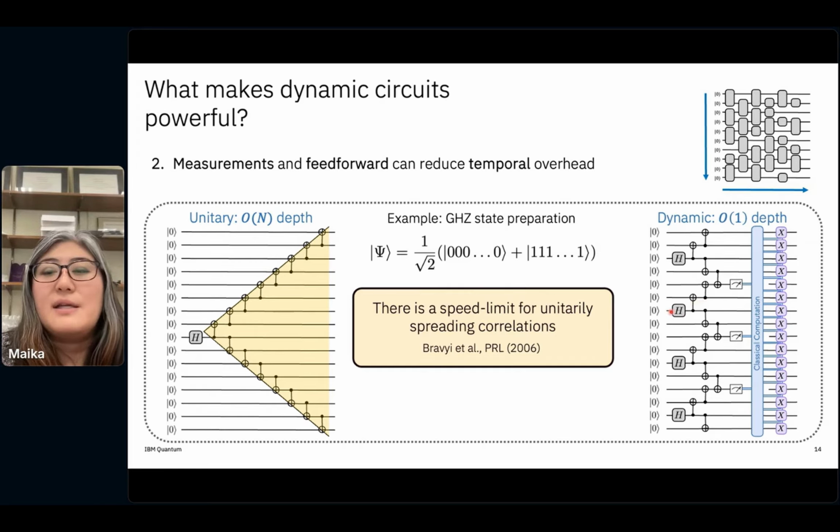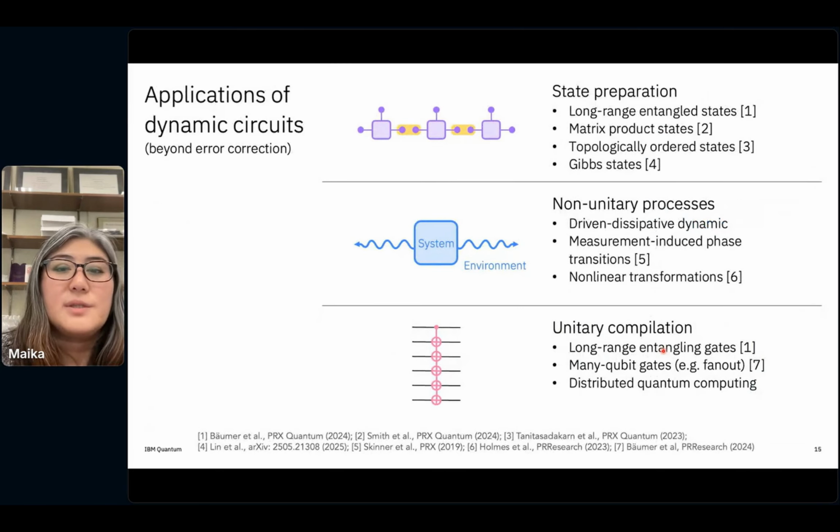But altogether, this ability to reduce circuit depth is one of the most powerful features of dynamic circuits. And it's why we are so excited to bring these new dynamic circuits capabilities to you. There are already many neat ideas for how these capabilities can be used to explore different applications. These range from preparation of wide varieties of states to realizing certain non-unitary processes. And you can even more efficiently compile certain unitary primitives by using non-unitary ingredients.